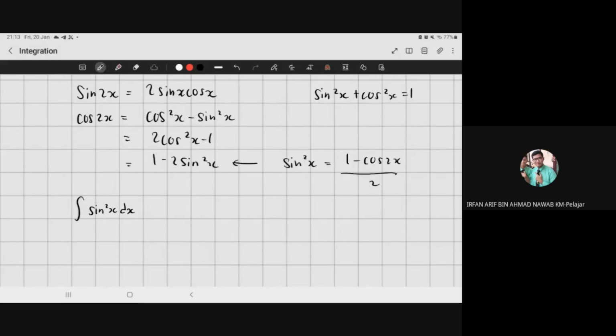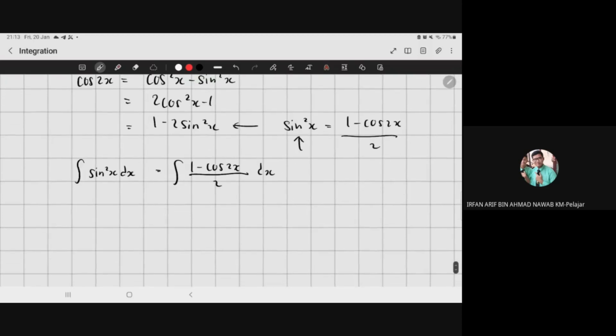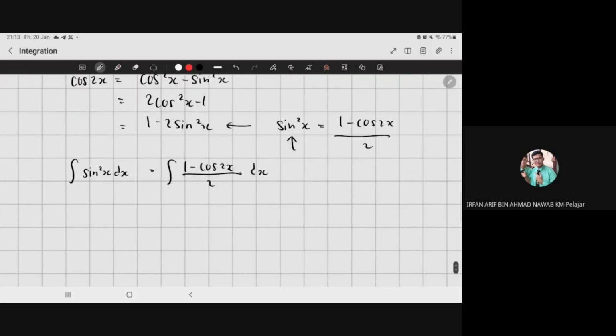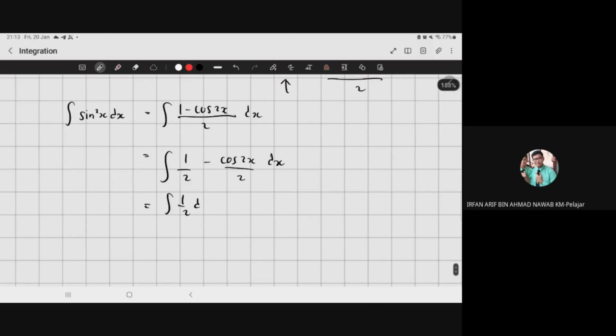So we could derive sine square x. Like I showed you here, you could change it to 1 minus cosine 2x over 2 dx. Firstly, you could separate the fraction to make it two terms like this, and then you could integrate one by one, no problem.